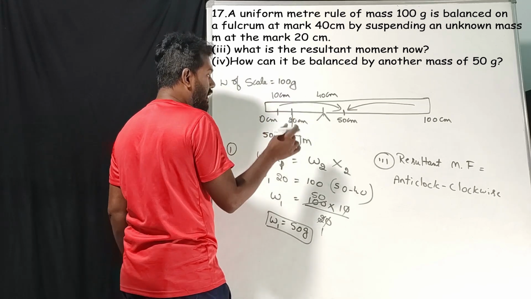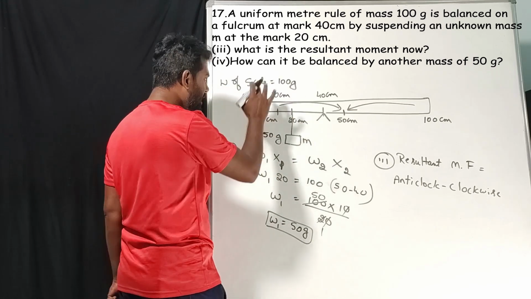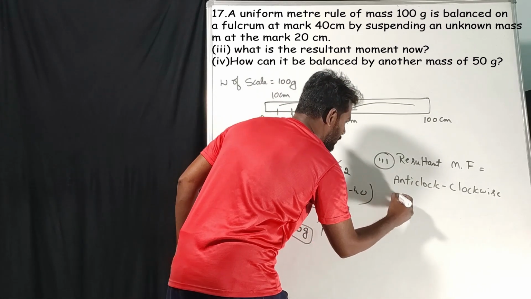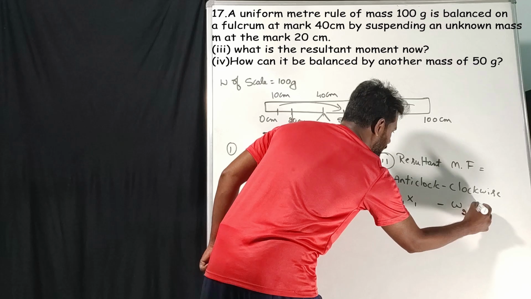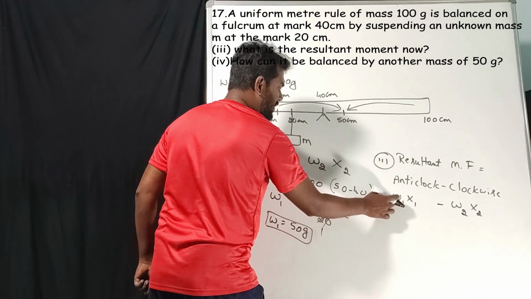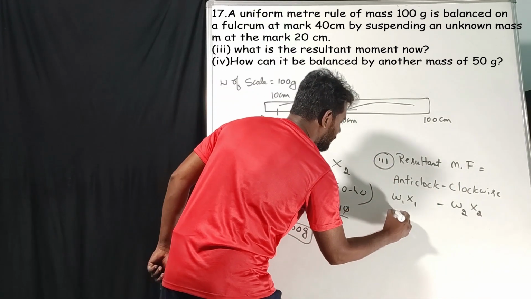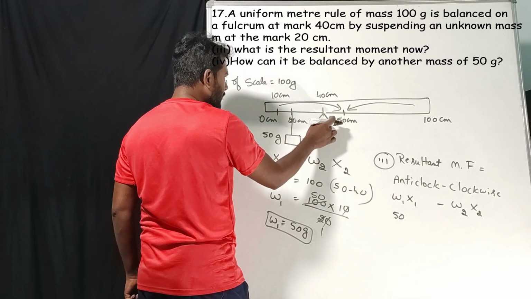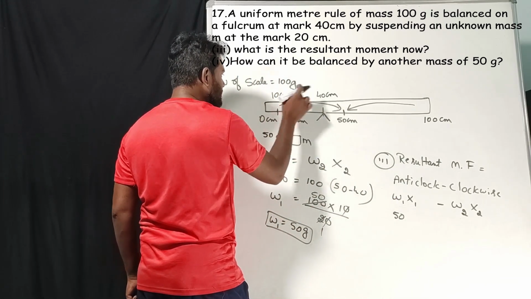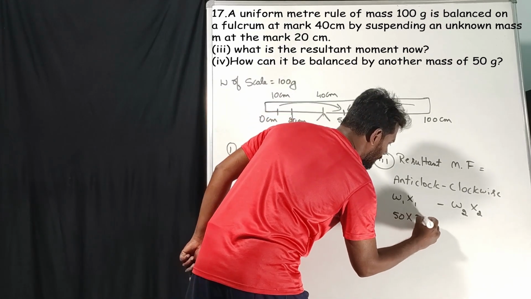Okay, anti-clockwise. See, this load has now moved to 10 centimeter. This is important. Initially it was at 20, now it is at 10. So anti-clockwise moment is equal to W1 x1 minus W2 x2. What is the value of W1? 50, into x1, from 10 centimeter to the fulcrum, 40 minus 10, that is 30.